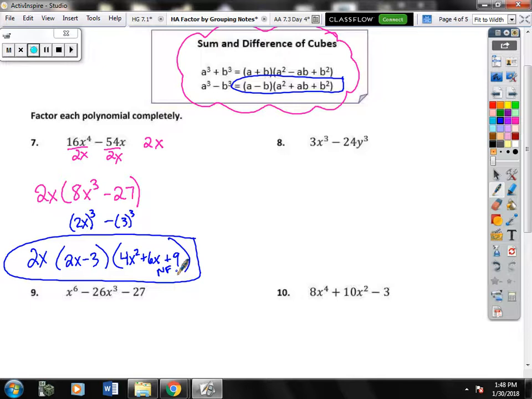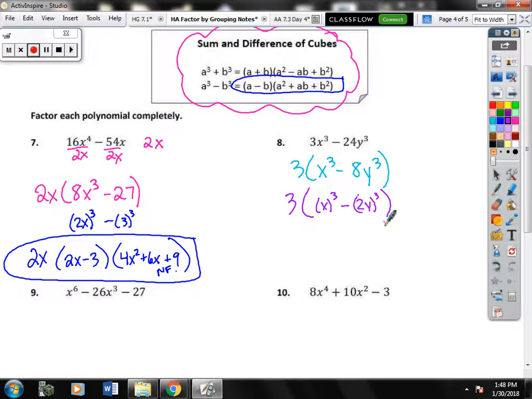All right, we're going to skip over the next one. No, let's do it, because it's a little different. Take out a 3. This one has variables in the first and the last position, so that's why it's a little bit different. So this is really x cubed minus 2y cubed.